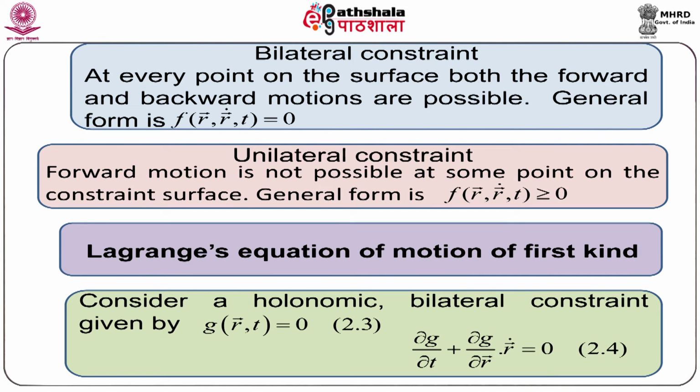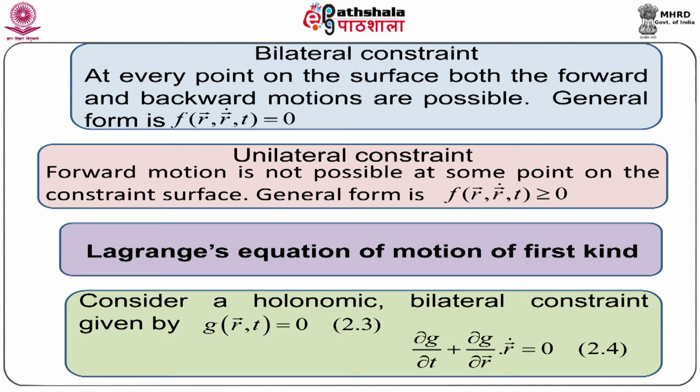On the other hand, in case of unilateral constraint, forward motion is not possible at a particular point on the constraint surface. As a result, only the backward motion is possible. So, the general form of such a constraint is given by small f(r vector, r vector dot, t) greater or equal to 0. R gives the position vector, r vector dot is the velocity, t is the time.